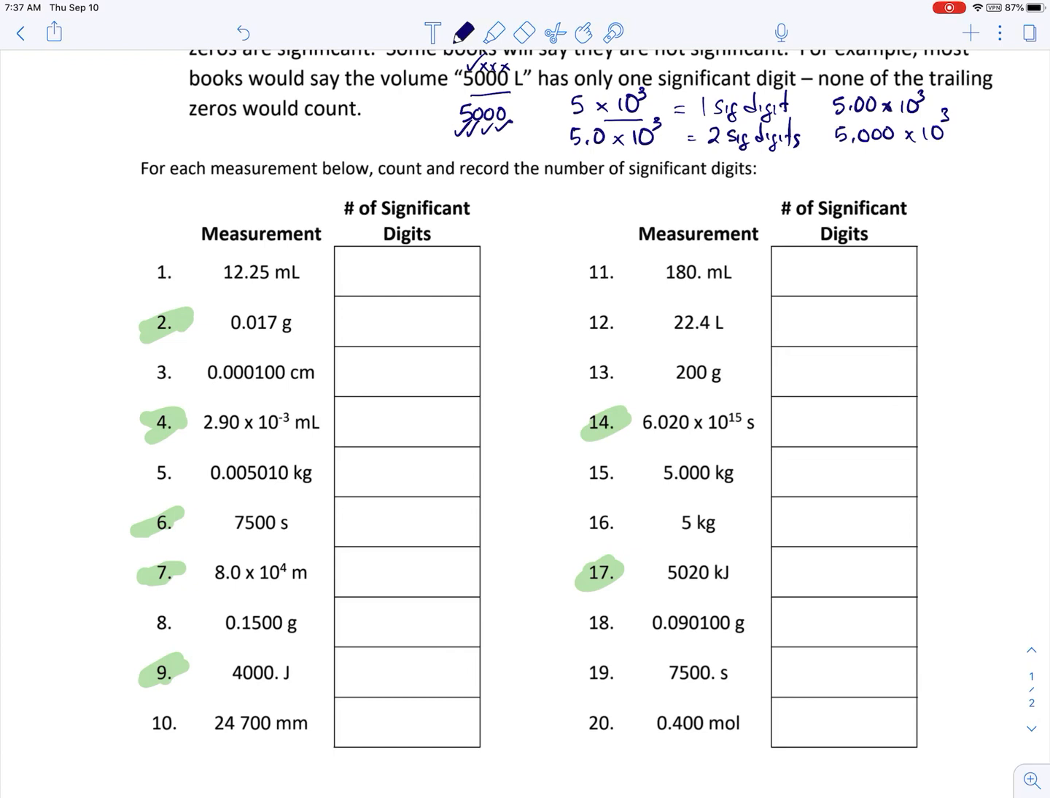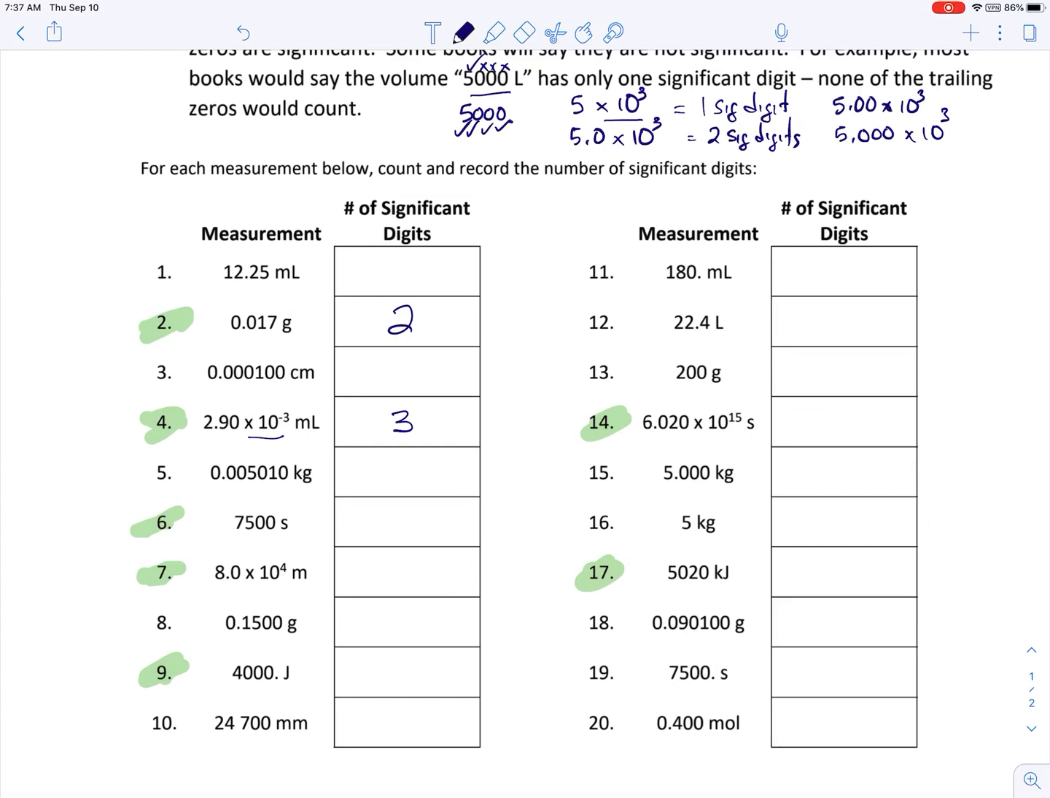So the first one there, the one I've highlighted, the zeros at the beginning are leading zeros, so they don't count. Only the 1 and the 7 would count, so that has two significant digits. The second number that I highlighted, number 4, has scientific notation. We know the times 10 to the minus 3 part of that is not considered significant, so we just look at the 2.90. The 2 and the 9 definitely count. The 0 is at the end, and I see a decimal, so that means it counts. There's going to be three significant digits, 2.90.